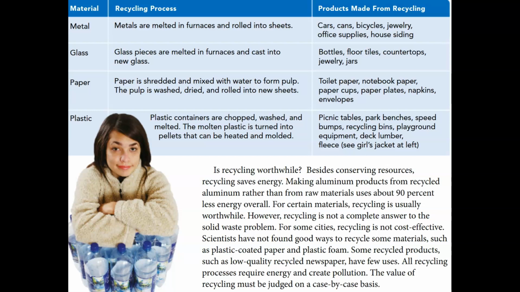And then plastic containers are chopped up, washed, and then melted. The molten plastic is then turned into pellets that can be heated and molded. And then these plastic pieces turn into picnic tables, park benches, speed bumps, recycling bins, playground equipment, deck lumber, a fleece like the girl's jacket down here in the picture.